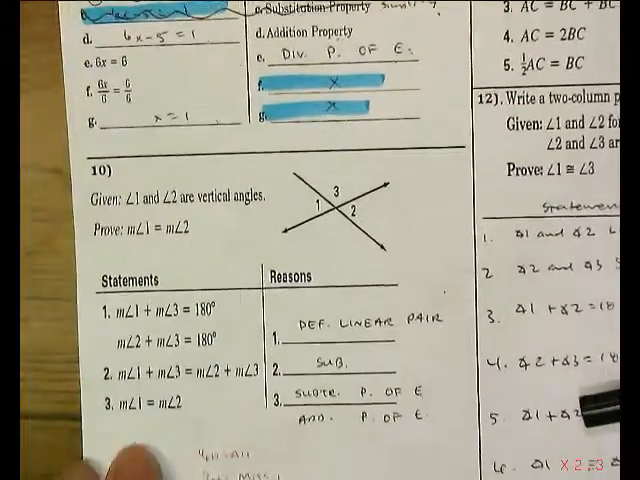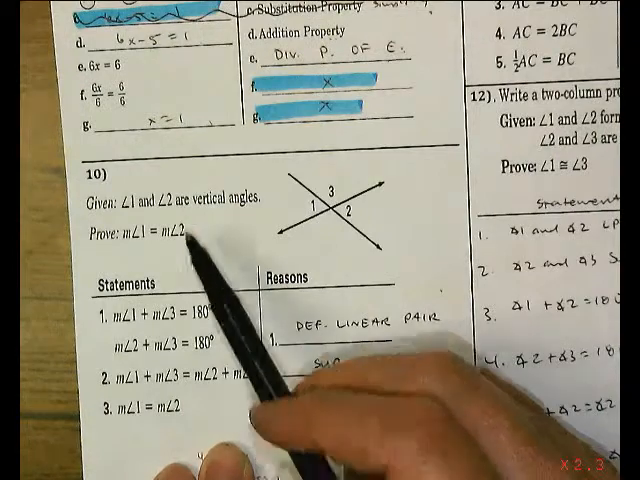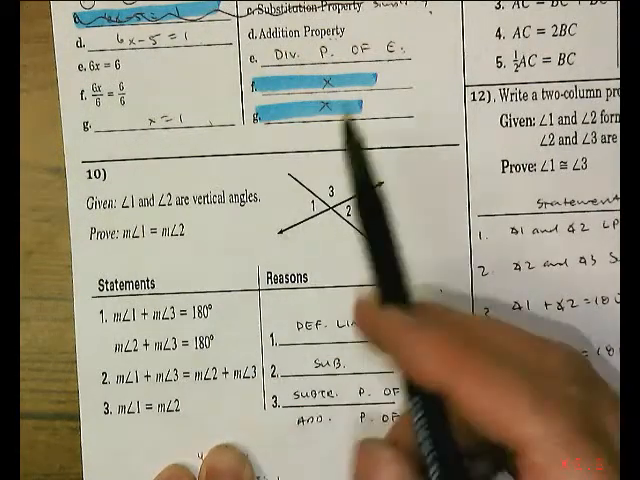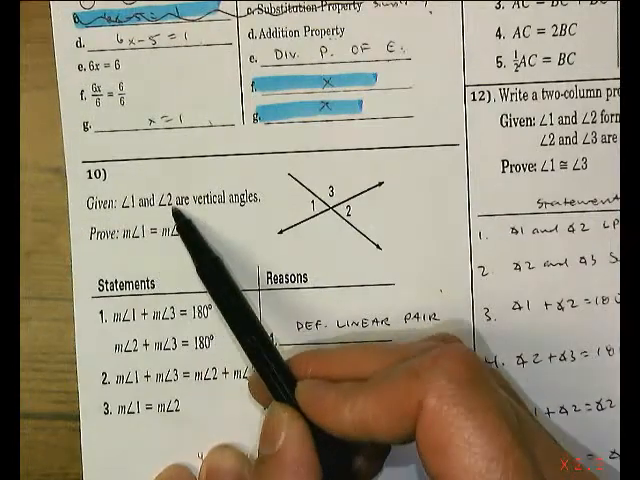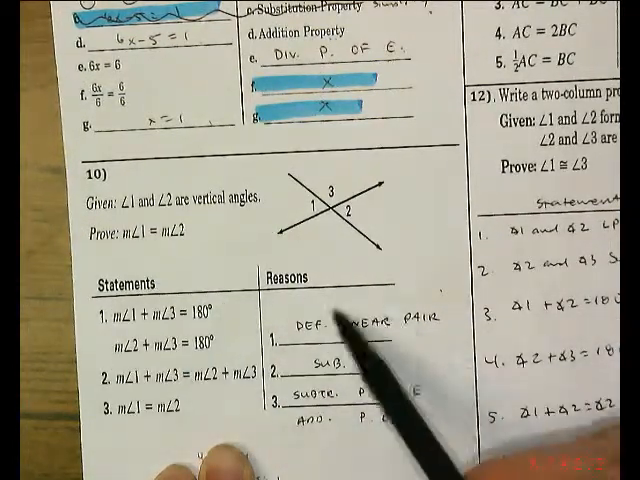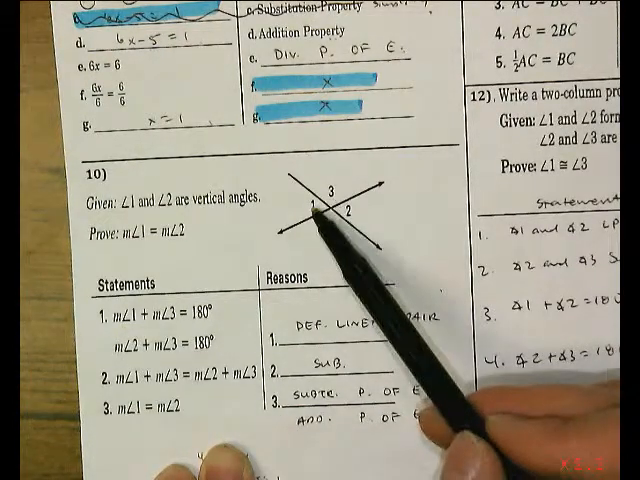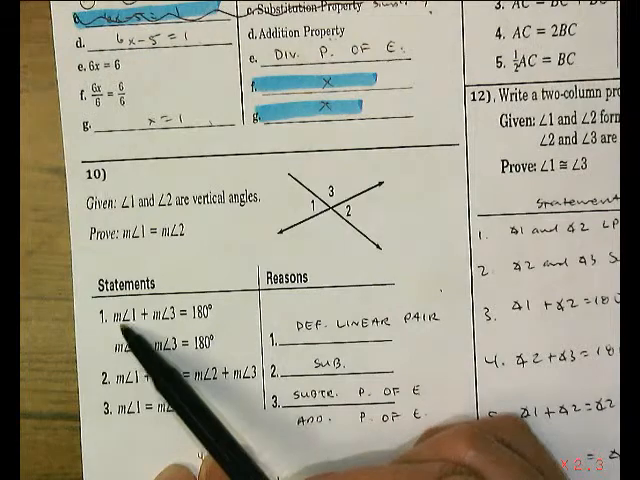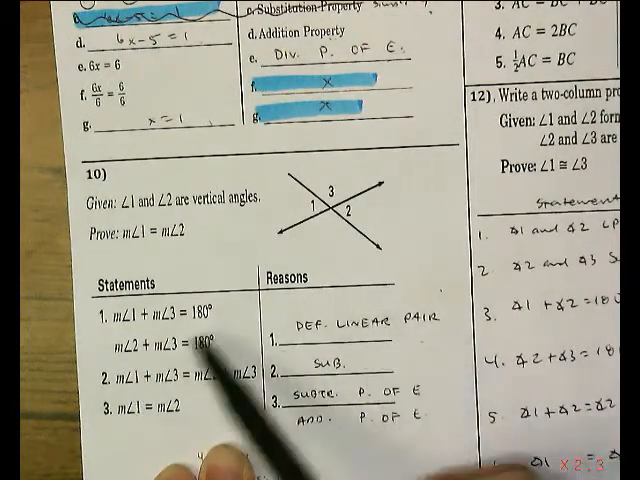Question number 10 says angle 1 and angle 2 are vertical angles. We kind of already know that. It says prove angle 1 is equal to angle 2. So notice here it doesn't say angle 1 and angle 2 are vertical angles. It doesn't say that right here, which means you can't write given for number 1. If you look at your picture, angle 1 and angle 3, those are linear pairs. 1 plus 3 equals 180. Linear pair postulate or definition of linear pair.